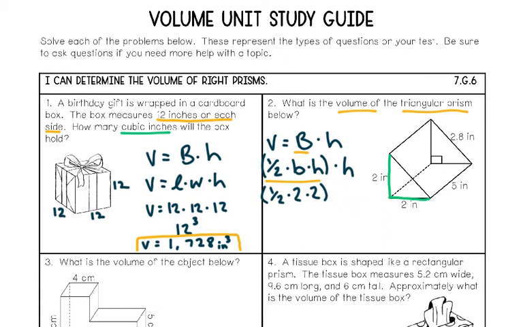The height of the prism is what connects the bases. So the bases are triangles. So I'm looking for the number that connects the two triangles. In this case, that's 5. And now that I have all my values plugged in, I just multiply to solve. This gives me a total volume of 10 cubic inches for the triangular prism.